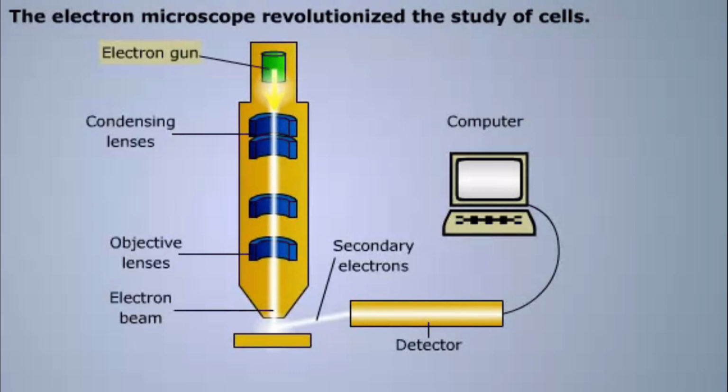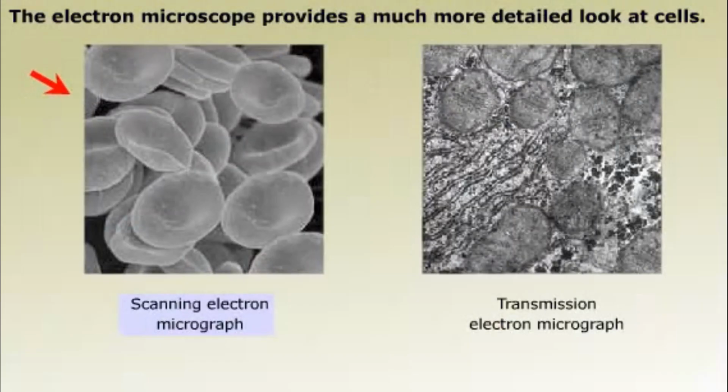An electron gun emits a beam of high-energy electrons. This beam travels through lenses designed to focus the electrons on a very small spot. A detector counts the electrons emitted from each spot on the sample. This information is fed into a computer, where the electron microscope reveals new levels of detail and complexity in the amazing world of microorganisms.